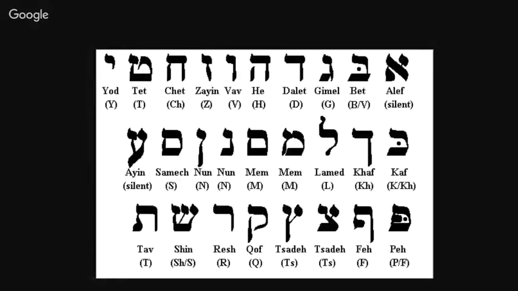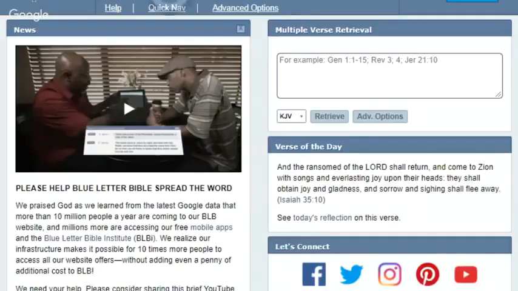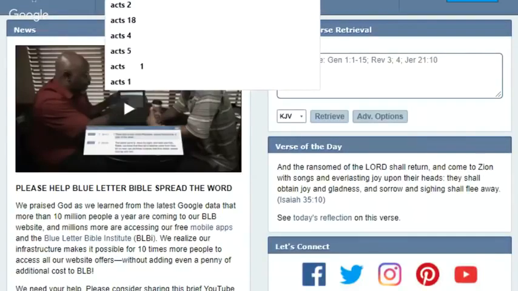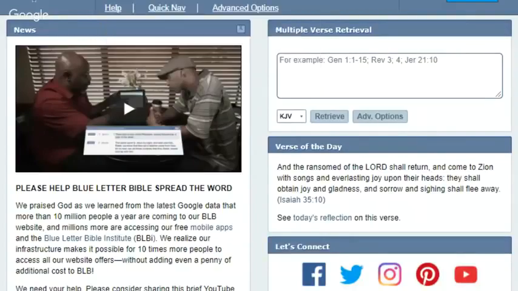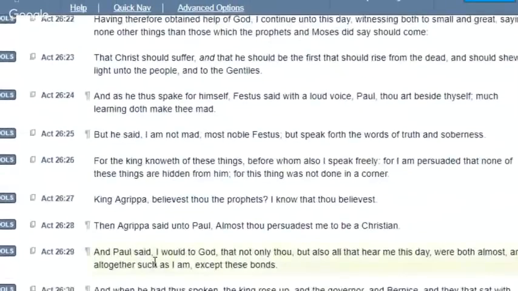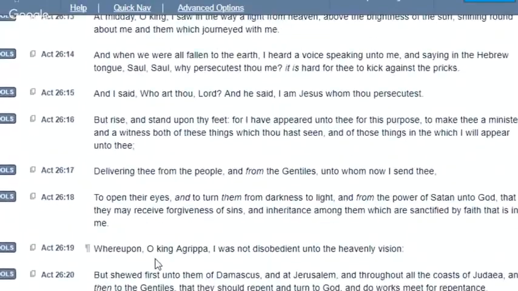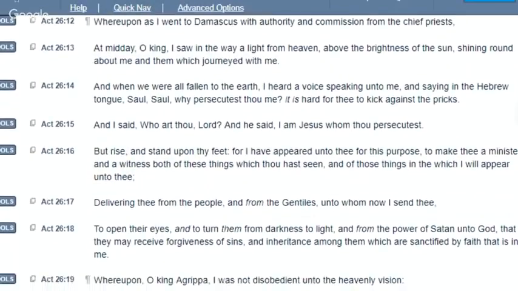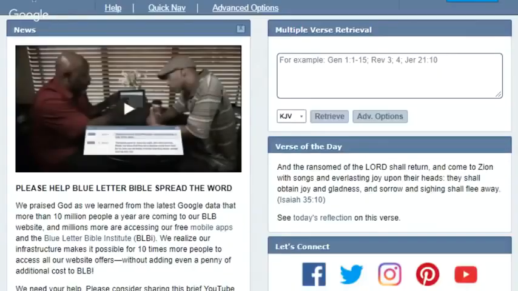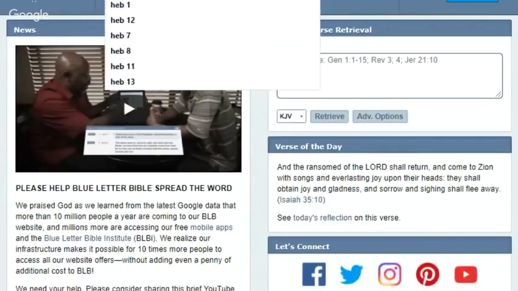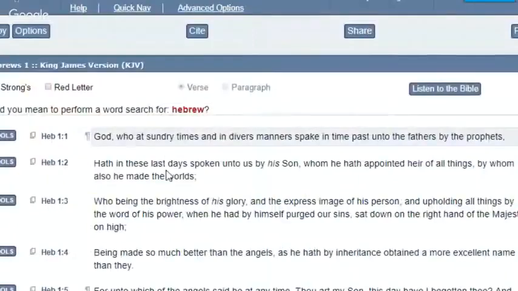All right, since I mentioned Yahweh Shai speaking to the Apostle Paul, let's go there. Acts chapter 26 and verse 13. Matter of fact, before I read that, I want to go here and type in the word Hebrew, which is Genesis 14:13.